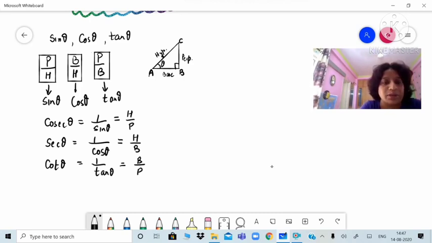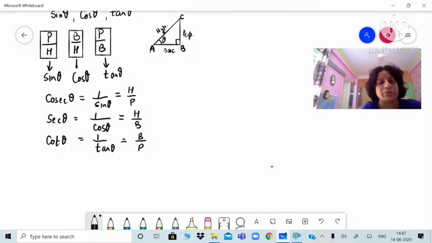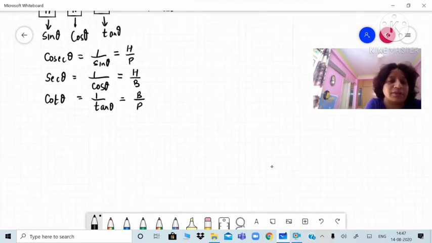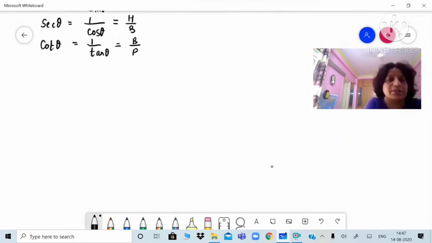Then the reciprocal of sine of the angle is your cosecant of the angle, that is hypotenuse upon perpendicular. Reciprocal of cos of the angle is secant of the angle, that is hypotenuse upon base. And reciprocal of tan of the angle is cot of the angle, that is base upon perpendicular. After that we will be having identities in trigonometry.